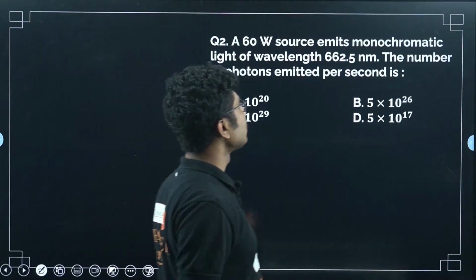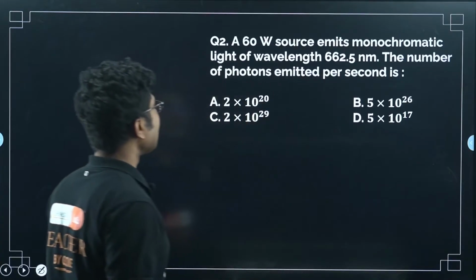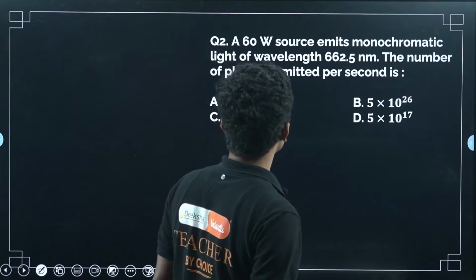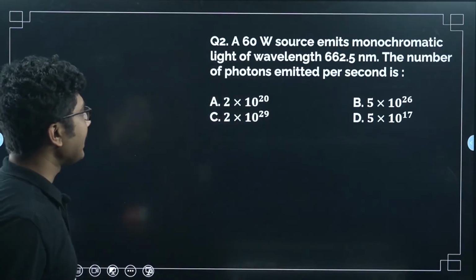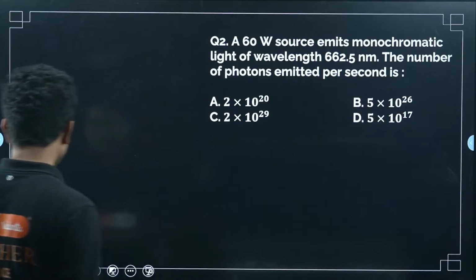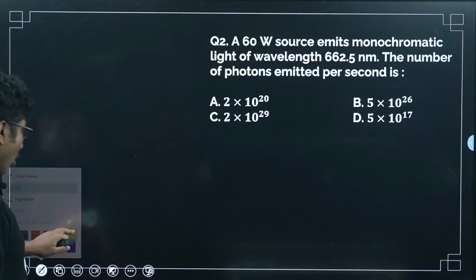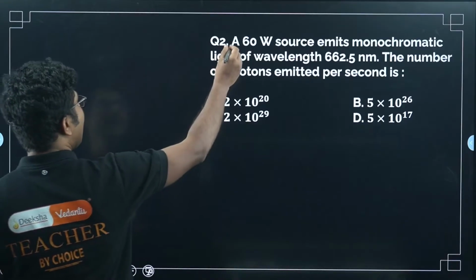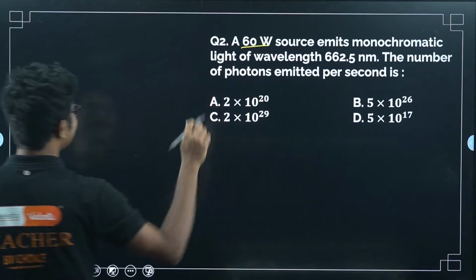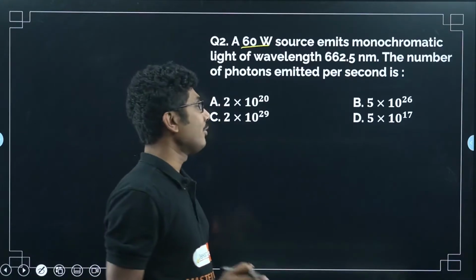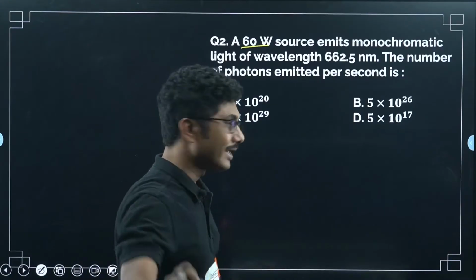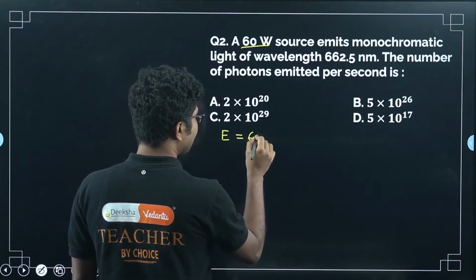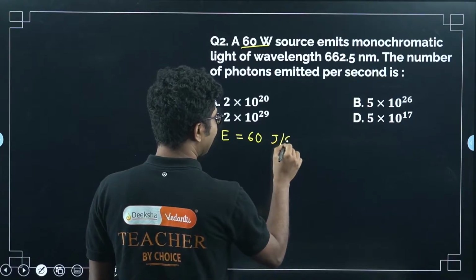A 60-watt source emits monochromatic light of wavelength 662.5 nanometer. The number of photons emitted per second is? This is a little bit long question, but not a very tricky question. It is an easy question. So what is joules per second? Now the energy of the source is given, 60 watt, that is 60 joules per second, right?